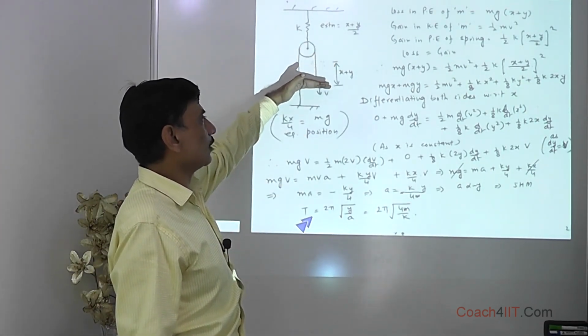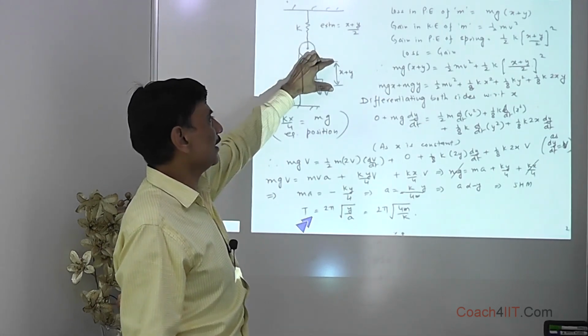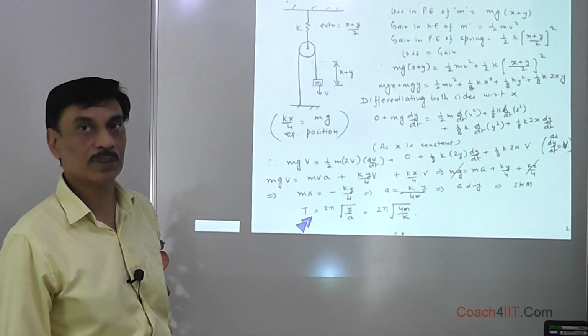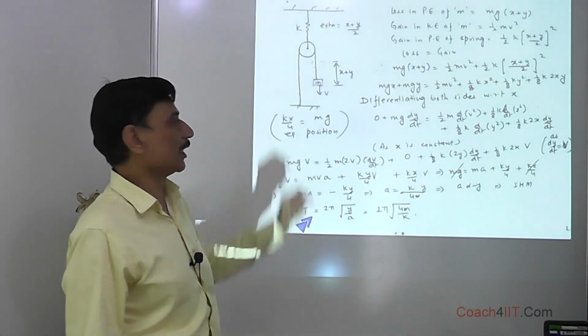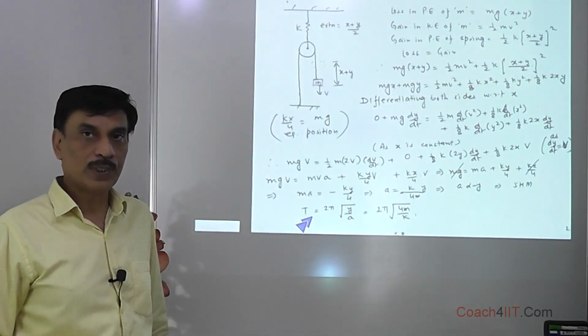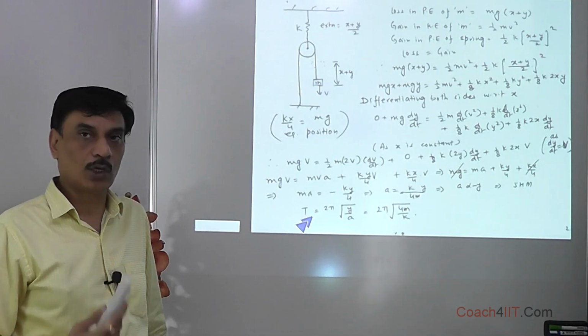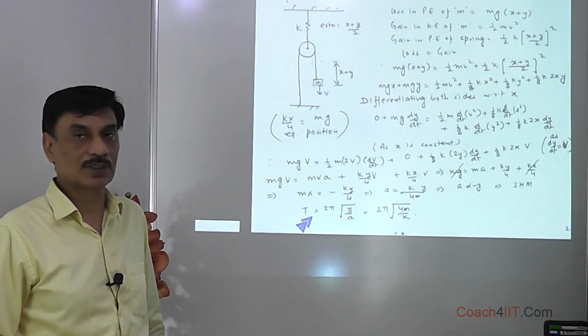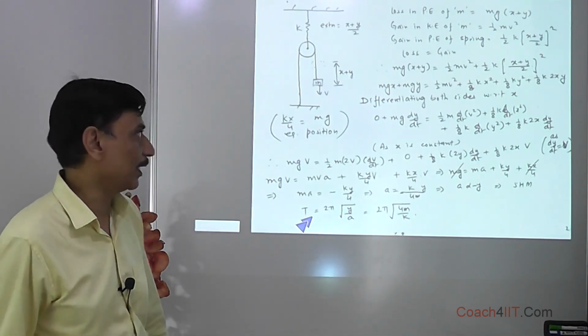This block has gone down from its original position. That's why it has lost some potential energy, it has lost some height, that is x plus y, from its original position, and right now it has a velocity v also. Now we discuss what are the gains or losses in potential energy and kinetic energy of the system, what are the transformations of energy which have taken place.